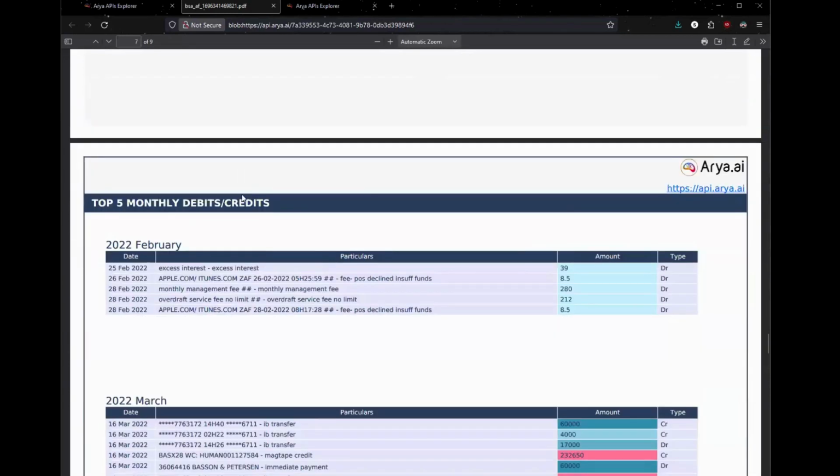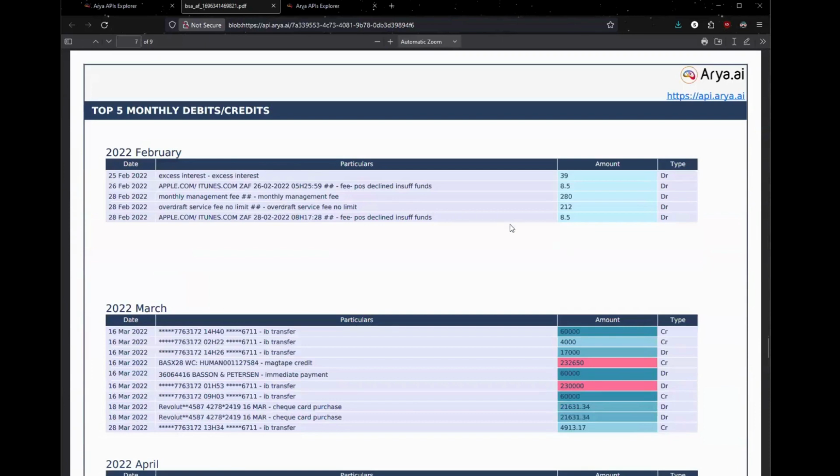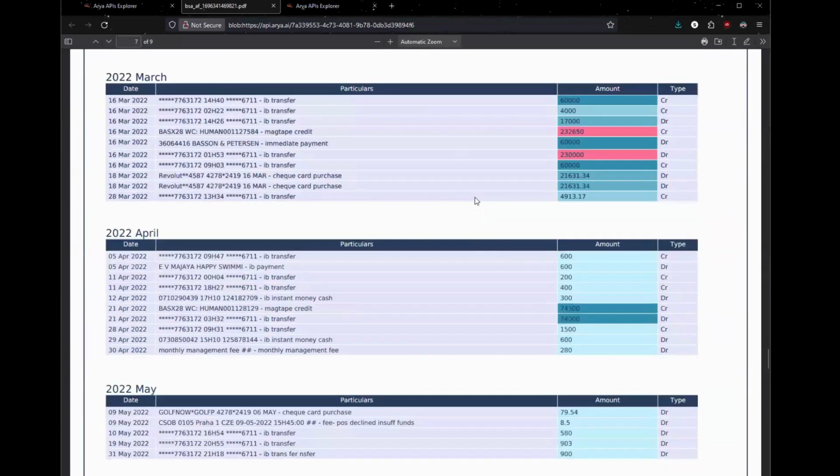These are the top five monthly debits and credits again, which was also there in the Excel sheet for the month of February 2022. All the top five debits were there, which was also in the Excel sheet. I just shared that example. So I'll quickly skim through again.